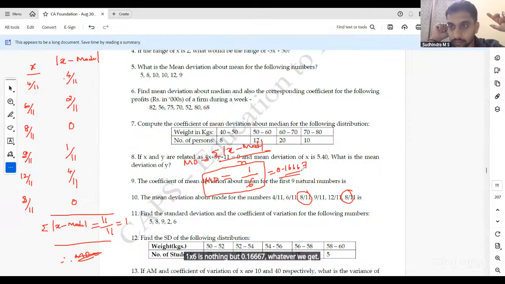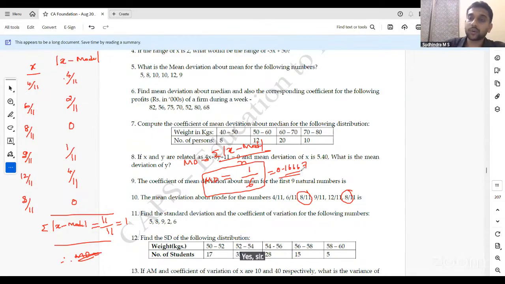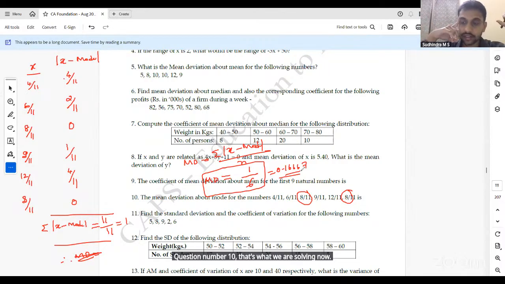Everyone clear till here? Yes, sir. Quickly complete it, write down. Sir, which question, sir? Question number 10, that's what we are solving now. We have solved it. The 11th one we have not yet discussed. Standard deviation we have not started.